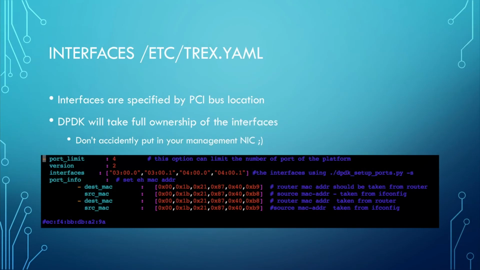For setting up the interfaces, it's /etc/trex_cfg.yaml. It's pretty straightforward. Mostly what you're trying to do is identify which interfaces are going to be used by TRex based on their PCI location. Something very important to remember is that any interface you configure here, when you run TRex, will be taken over by DPDK, and if you accidentally put your management interface on it, you're going into the lab and rebooting the machine to bring it back. So don't do that. But it's pretty straightforward. You just configure the interfaces, and then you need to set the port limit to make sure you're using all the interfaces.